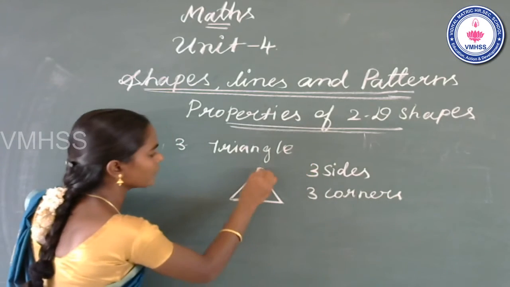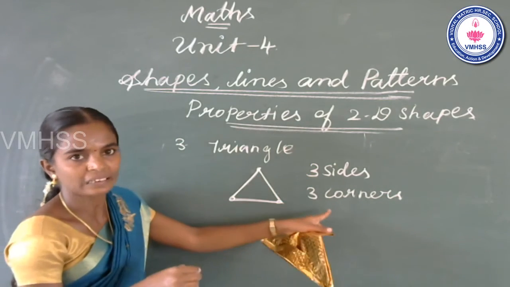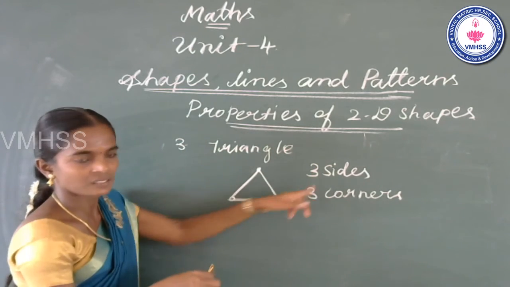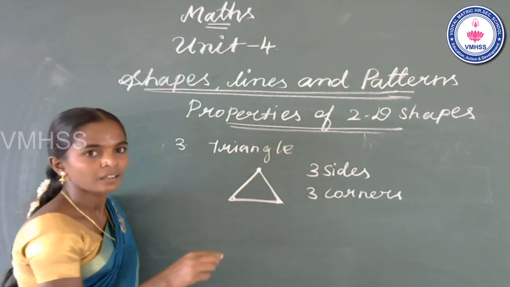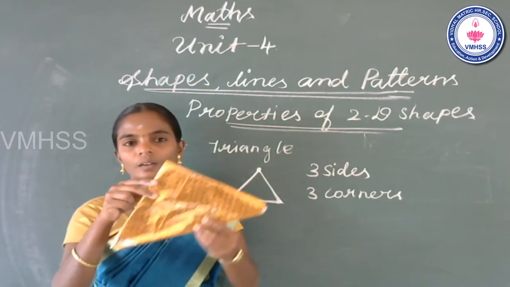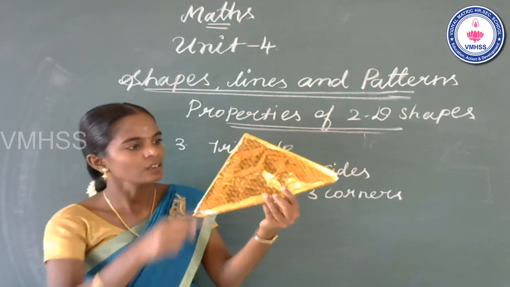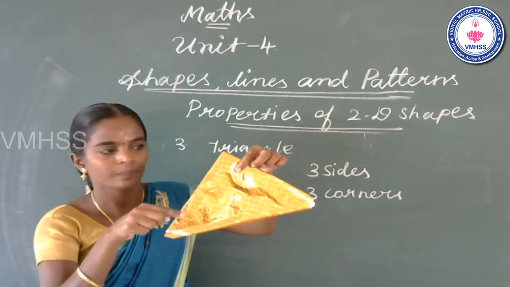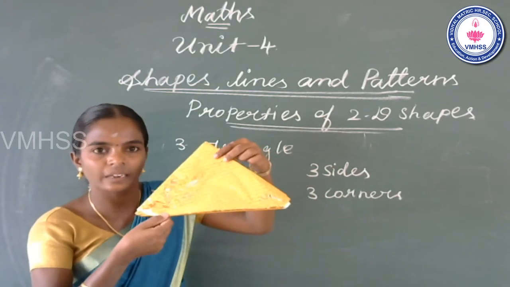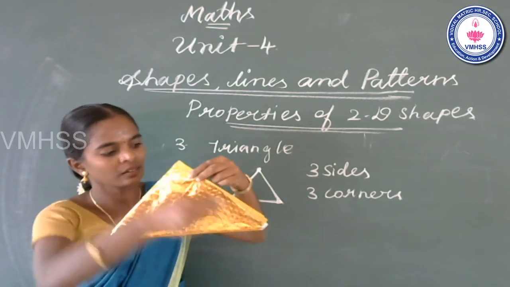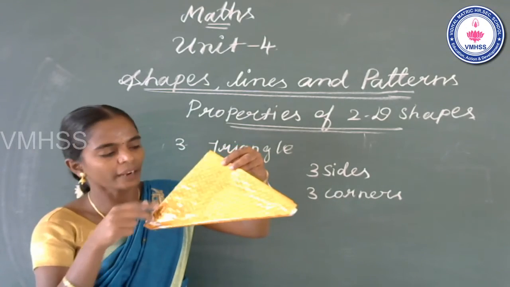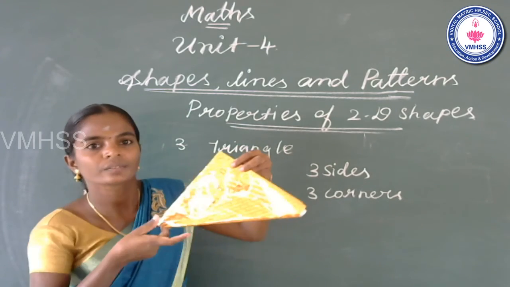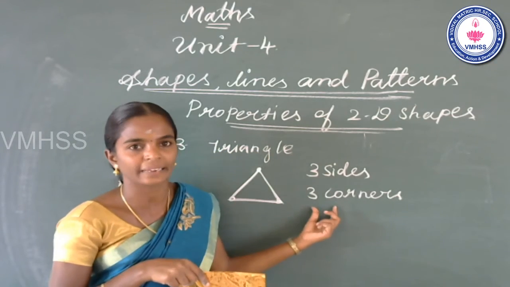One, two, three. Three corners. Three sides and three corners. Did you understand? Children, listen. This one is the triangle shape. One, two, three. Three sides. Two sides meet at a point, a corner. One, two, three. So, three sides and three corners.